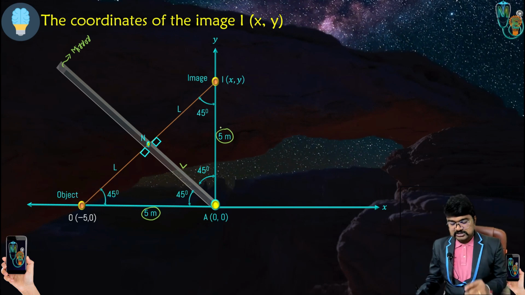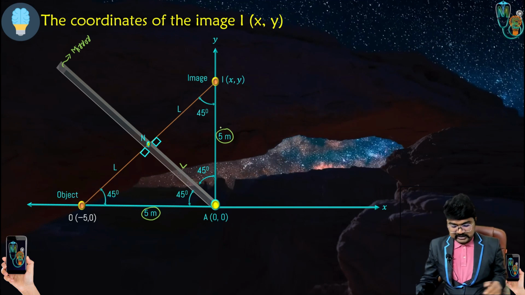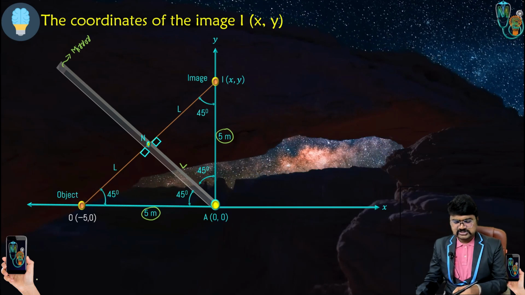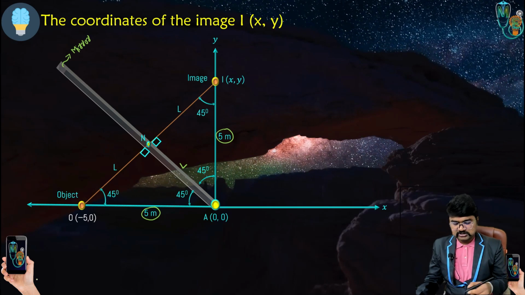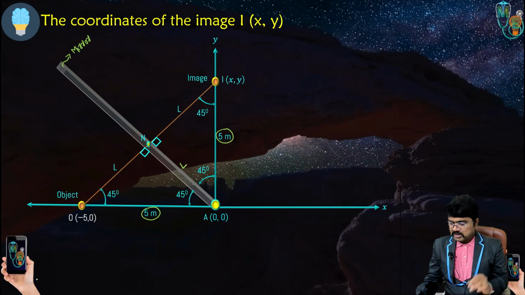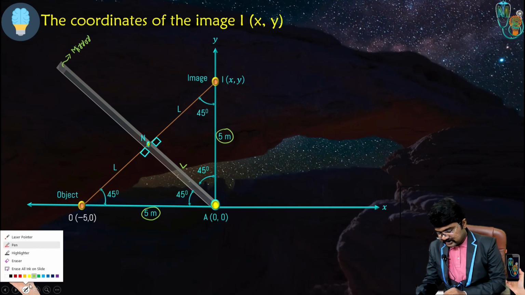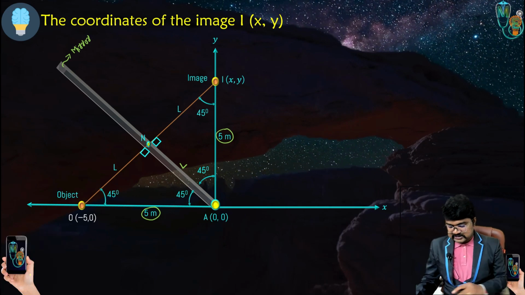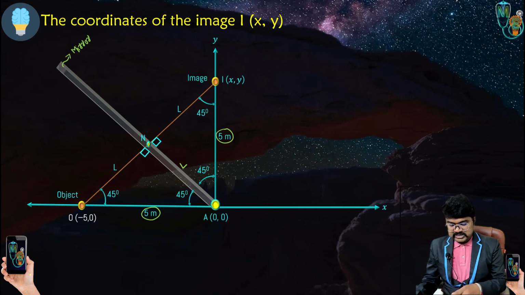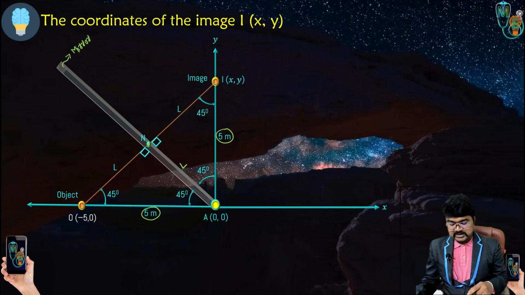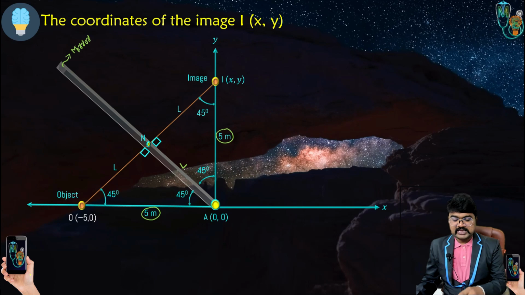Understood now? So it is very simple to calculate from the triangle, or else from the similar triangle concept also. These two are 5 meter. Otherwise, I will prove it. So from triangle ANO and triangle ANI.